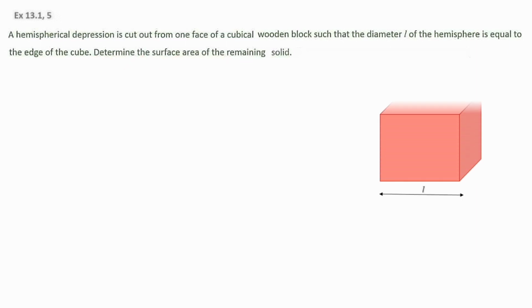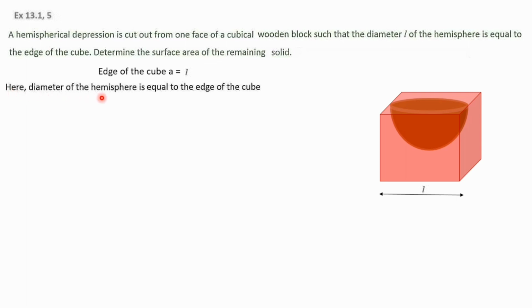Here there is a cube, the edge of the cube is L, so the edge of the cube is given to us as L, and a hemispherical depression is cut out from one face of the cubical wooden block. From this face I am removing a hemispherical portion, so this portion is removed. Given to us, the diameter of the hemisphere is equal to the edge of the cube, so this is the diameter of the hemisphere, that is equal to the edge, that is L. So let's label the diameter as L. So the radius of the hemisphere we can calculate, that is diameter by 2, that is equal to L by 2.